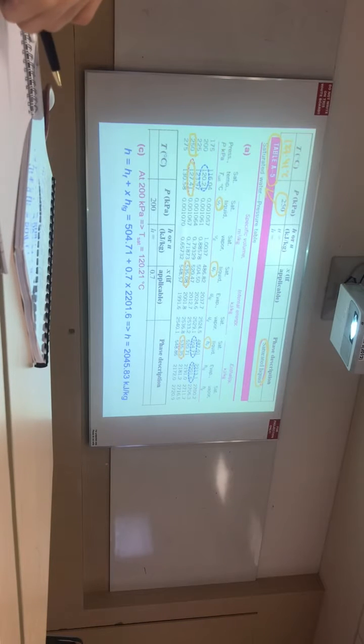Alright? Secondly, they give you 200 kilopascal and quality 0.7. Then I have to find H. Very easy. This is the mixture region, right? The phase is liquid-vapor mixture, right?